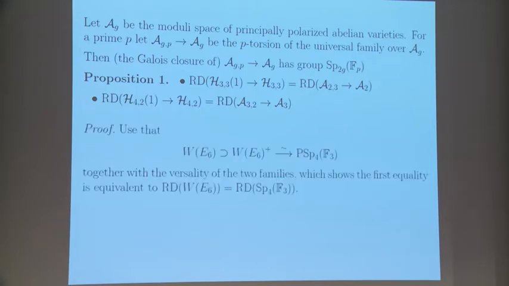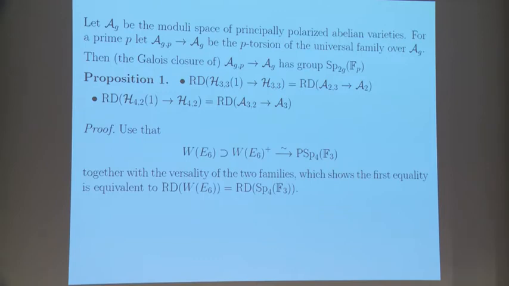Okay, so let me sketch the proof of this. The point is that the two groups in this case are related. So let's just do the first one. Here the covering is the Weyl group of E6. This is a degree 2 subgroup, which is nearly isomorphic to Sp4(F3), it's PS.